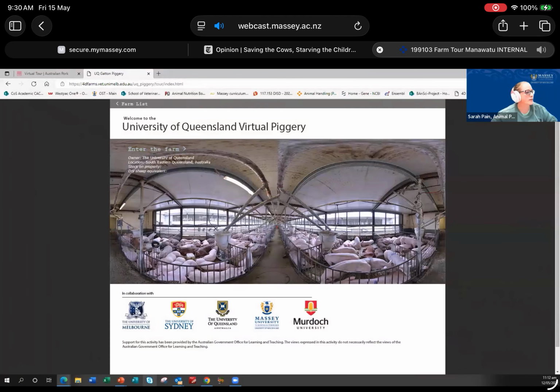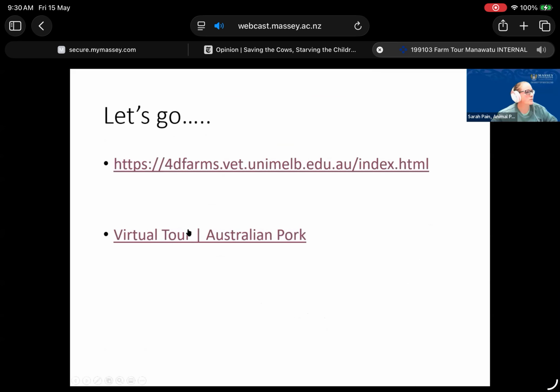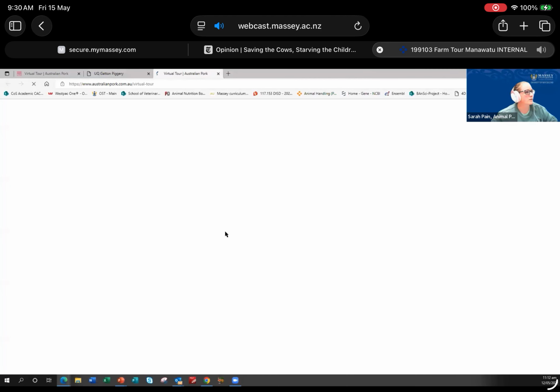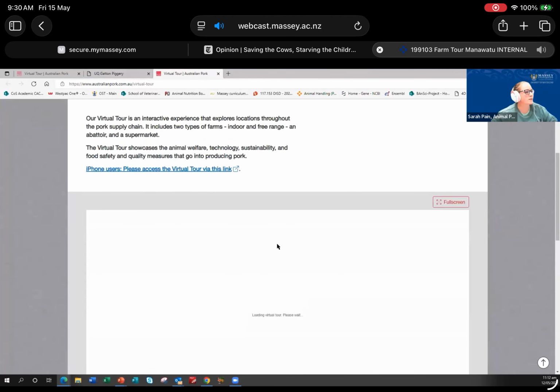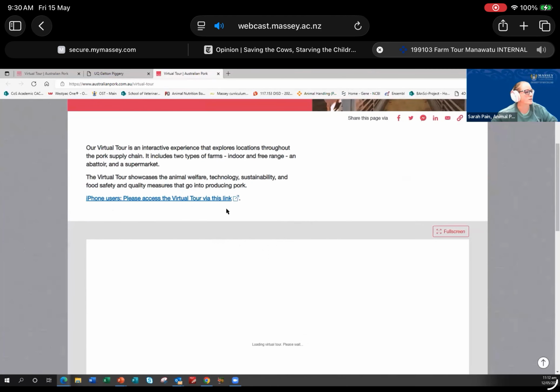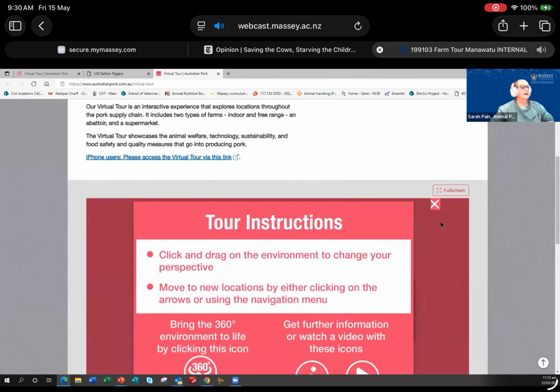The other piggery is this one here. Well, this is going to take forever, is it? Maybe. Oh, there it is.